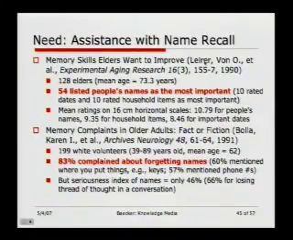Well, one project that we're looking for money for and are very hopeful is something that a lot of studies have indicated is very important for senior citizens, is name recall.